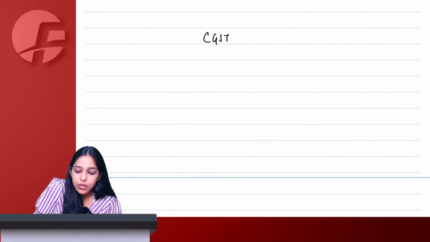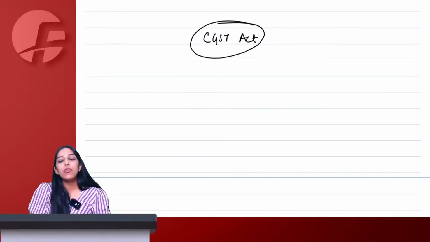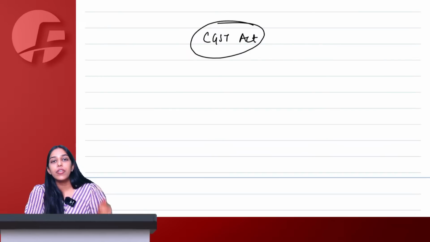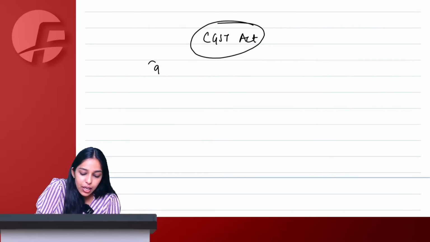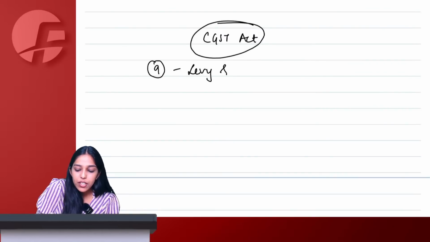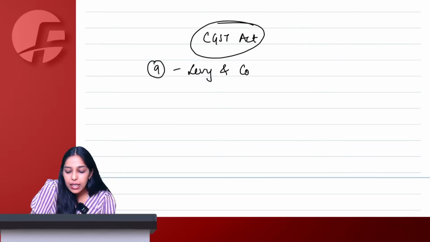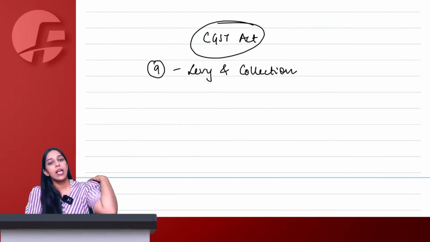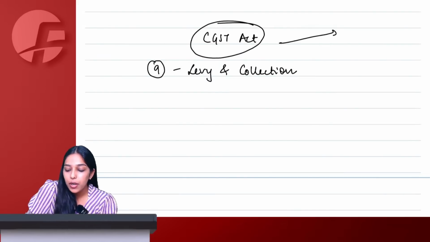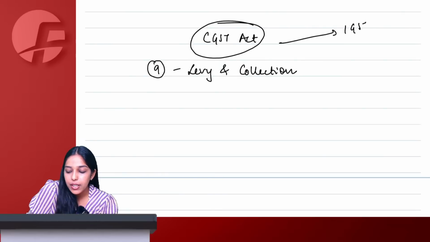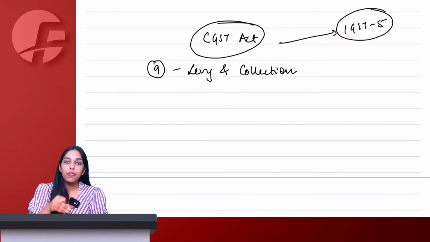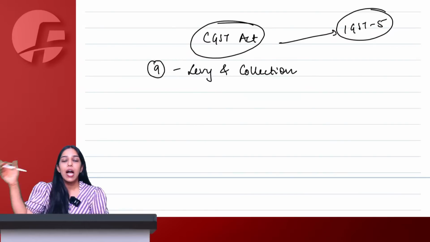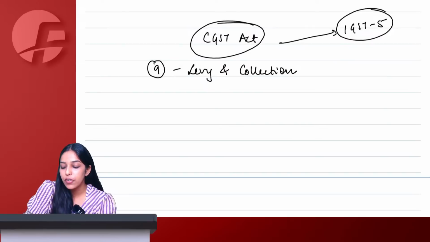Now again moving on to the CGST Act, we have already completed Section 7 and Section 8 of the CGST Act. Moving to Section 9 of the CGST Act, which is the charging section of GST, levy and collection. The corresponding section in the IGST Act is section number 5. So the same provisions of section 9 of CGST are contained in section 5 of IGST, which is the charging section of the IGST Act.